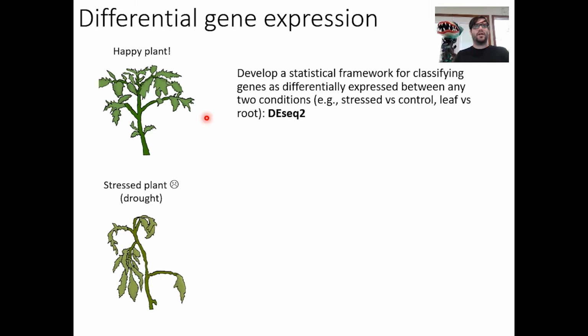And so we want to develop a statistical framework for classifying genes as differentially expressed between any two conditions. So we need to figure out what the threshold is of saying a gene in happy plants is differentially expressed from a gene in stressed plants. There are a lot of programs that can do this, and a lot of different statistical models. We won't get into that today really, but the program that's probably the most common is DESeq2. This program is based in R, but there are a number of programs that we can use.